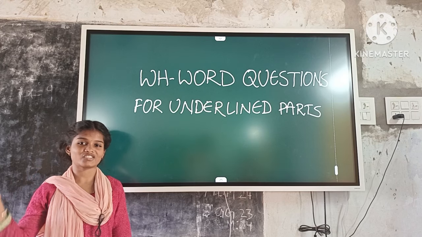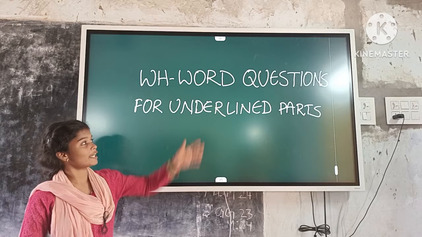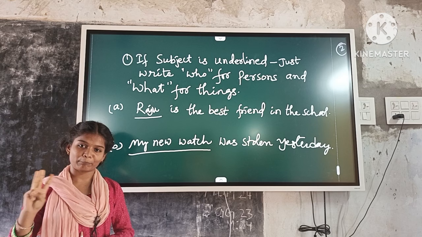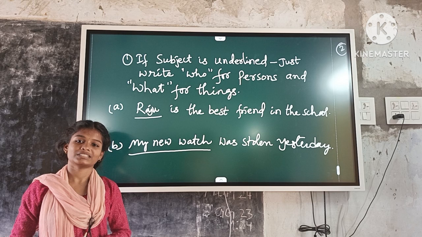Today's topic is WH questions for the underlined part. What are the important rules? There are three important rules. First one is, if the subject is underlined, just write what for things and who for persons.